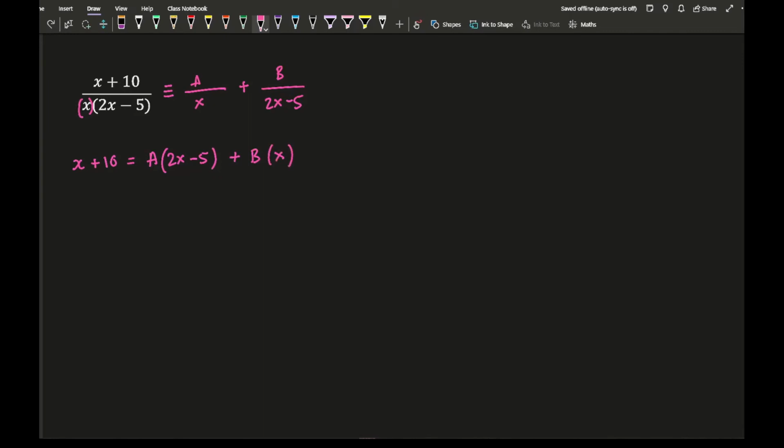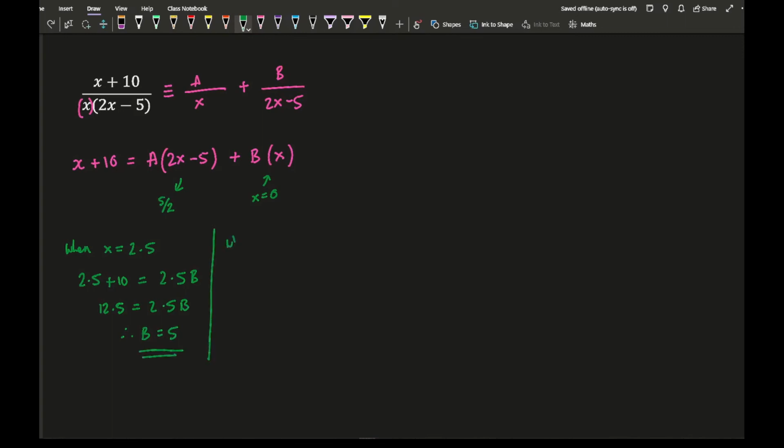So from this, I know that to make this bracket equal to 0, x needs to be 5 over 2. And to make this bracket equal to 0, x needs to equal 0. So when x equals 2.5, or 5 over 2, whichever floats your boat, then I've got 2.5 plus 10 equals, now 2.5 is going to make this bracket equal to 0, so the a disappears. So what I've got is 2.5b. Adding these up, I get 12.5 equals 2.5b. So therefore b equals 5 as my first value.